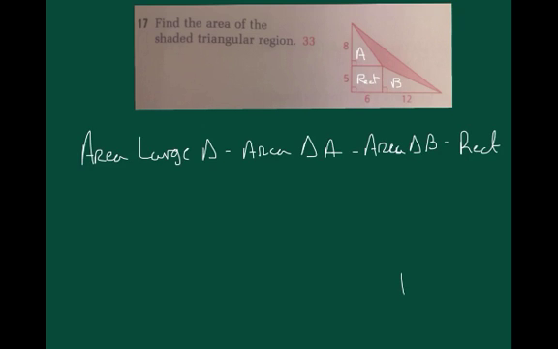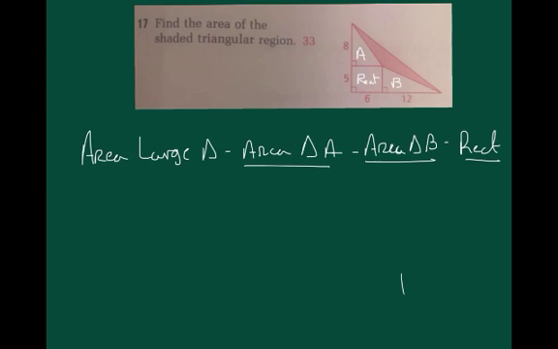So what I'm going to do is take a different approach. I'm going to break the large triangle up into sections. We have the shaded section, we have what I've called triangle A, triangle B, and the rectangle. If I subtract the area of triangle A, triangle B, and the rectangle from the large triangle, all that's left is the shaded. So that's what I'll do.